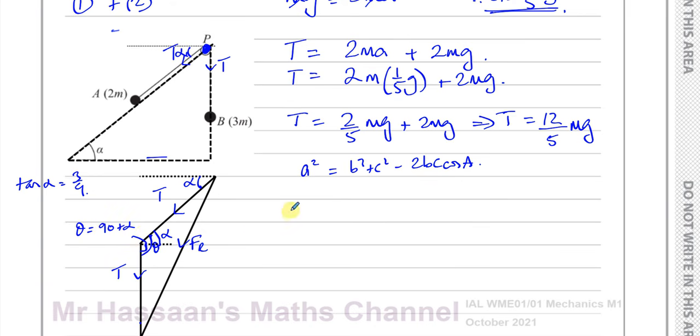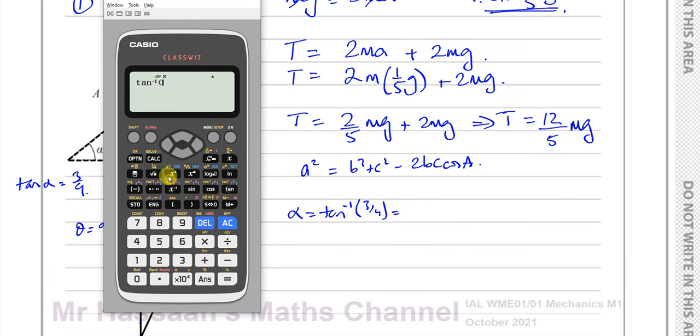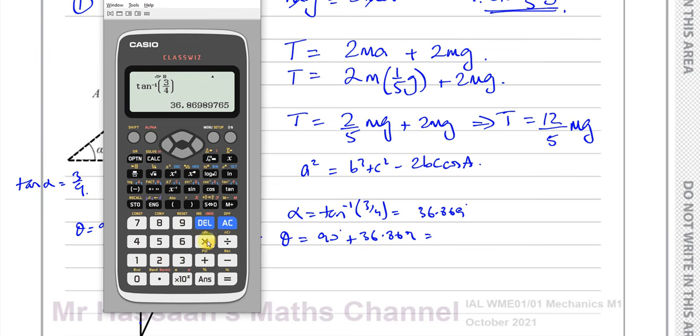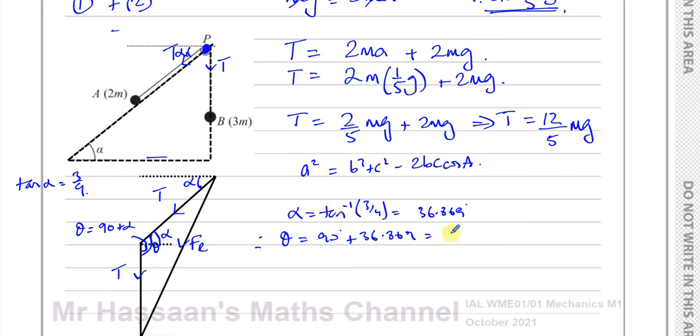So if we can work out what alpha is by using inverse tan of 3/4, we can work out what that is. So we say inverse tan of 3 over 4. That gives us 36.869. Therefore, we can say our angle theta is 90 plus that. Add 90 to that, and that gives us 126.869. So that angle is the angle alpha.